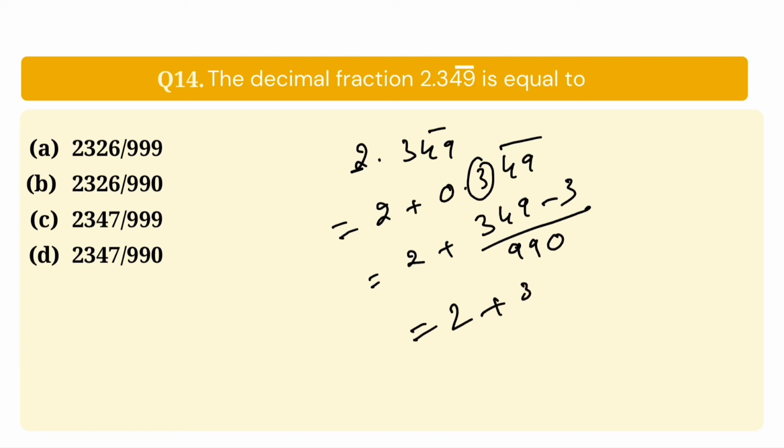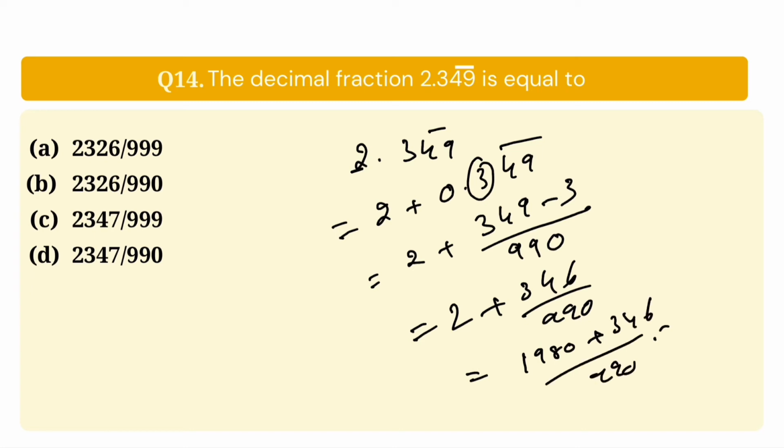2 plus 346 divided by 990. Multiply here 990 into 2. So it is 1980 plus 346 divided by 990. So only 20 is short here. Give it 20 here. It becomes 2000, and 20 is short here, so 326. So 2326 divided by 990. Among these options, this second option is suiting here.